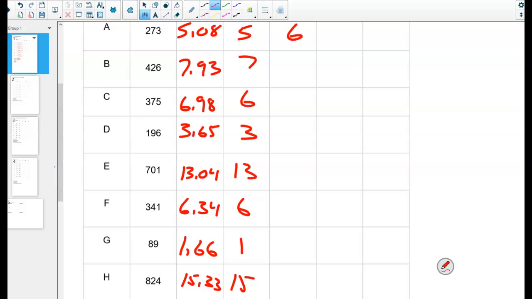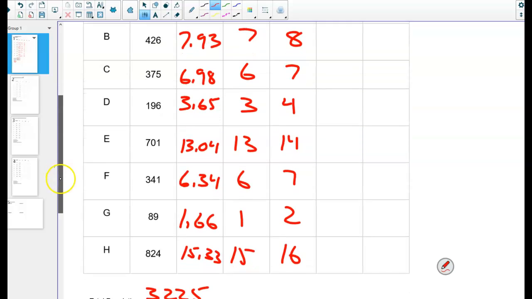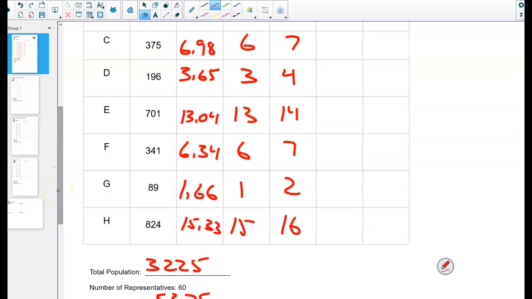Our upper quota, we just add 1 to the lower quota. So no matter what the lower quota is, you add 1 to it to get your upper quota. And when I add these up, they should be 8 apart. There's 8 groups, so they should be 8 apart. When I add up that lower quota column, I get 56. When I add up the upper quota column, I get 64.